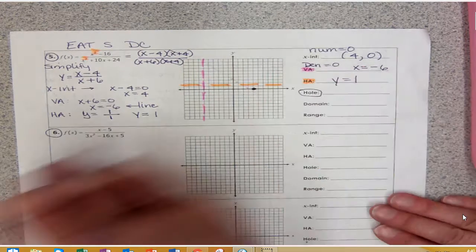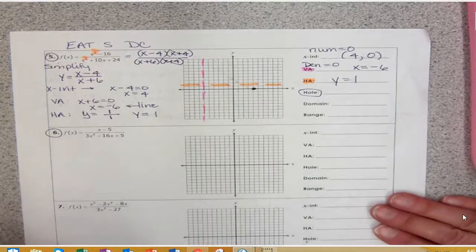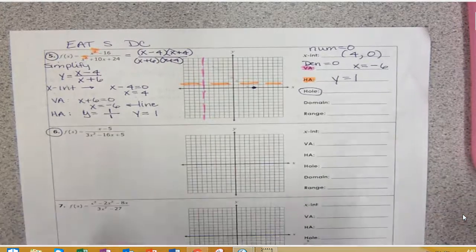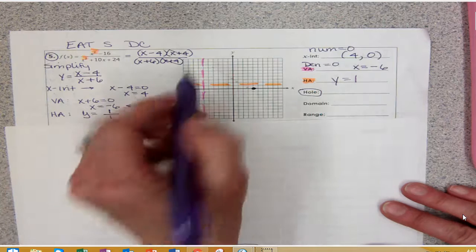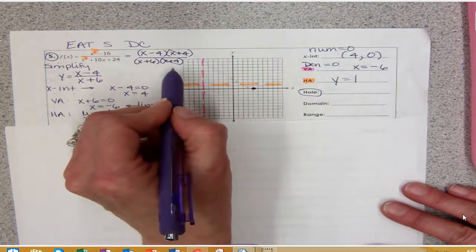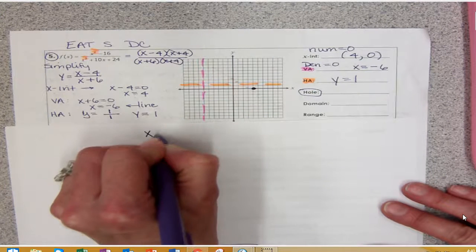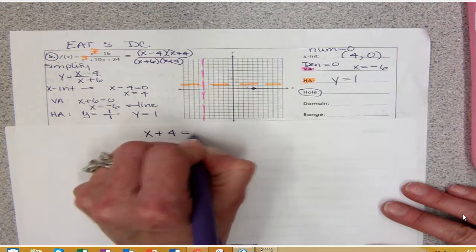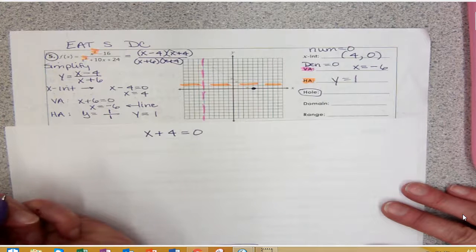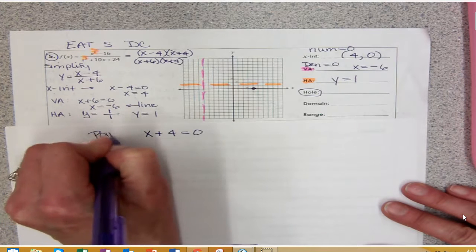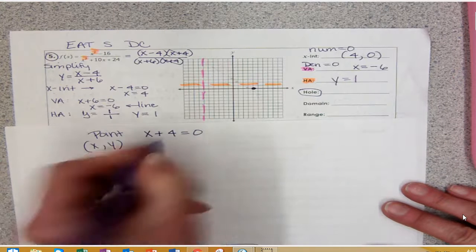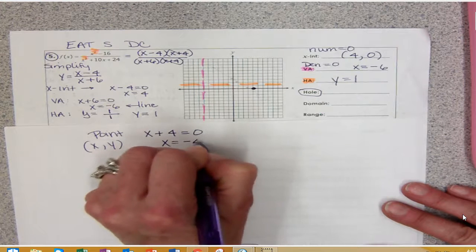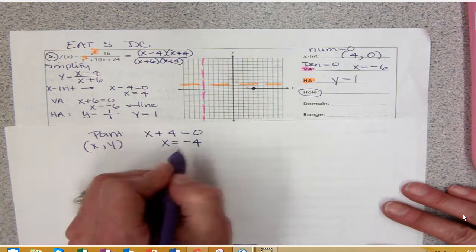Y equals 1. So now where is this hole going to be? Let's figure it out. We have x plus 4 over x plus 4. We know that the hole is where x plus 4 equals 0. We're looking for a point, so we need an x, y value. So x is going to equal negative 4.